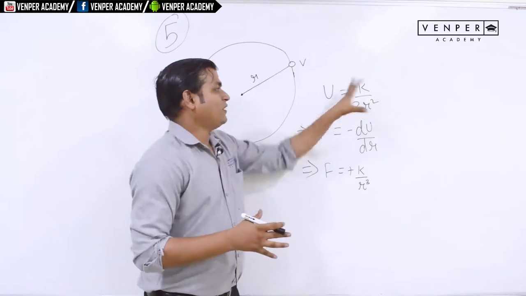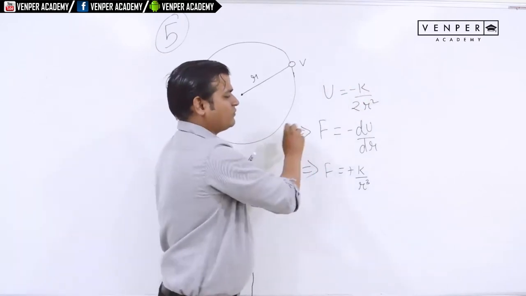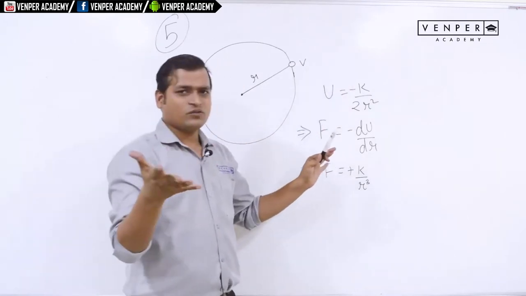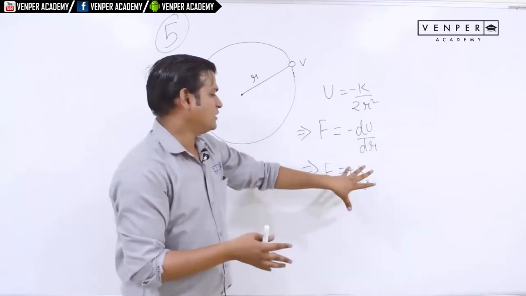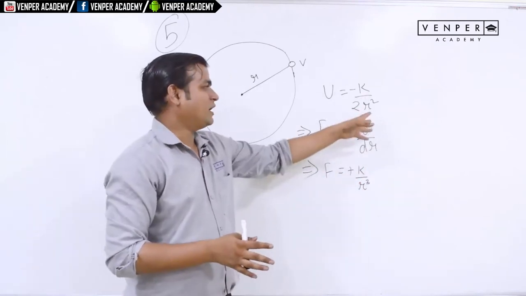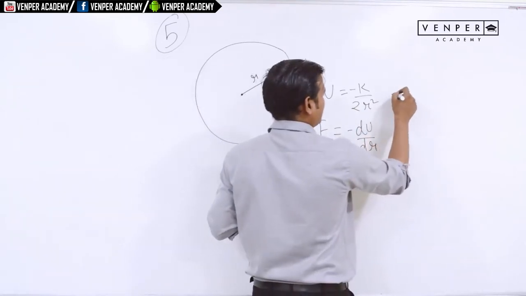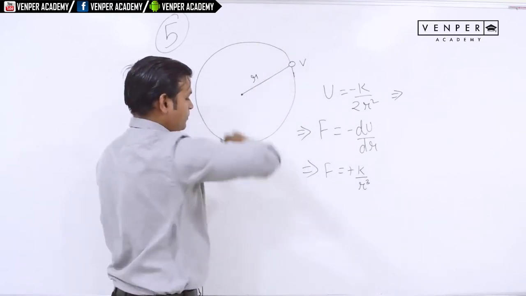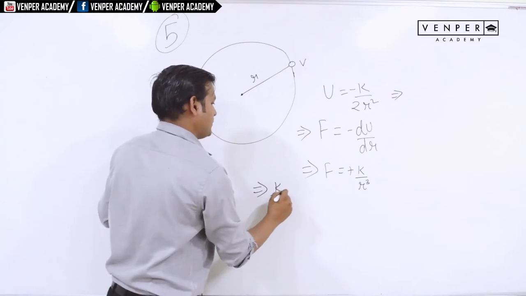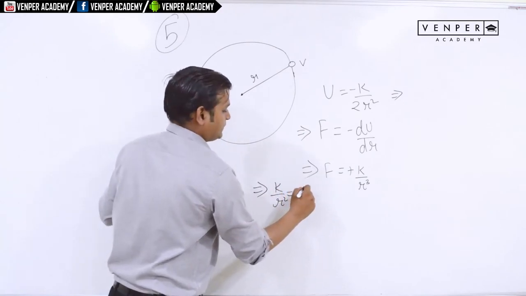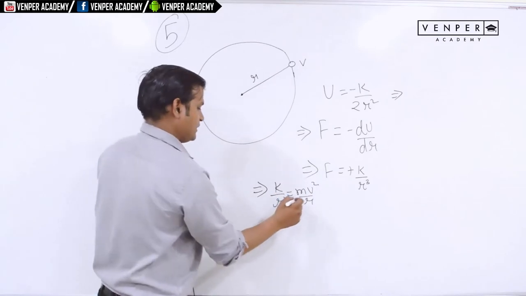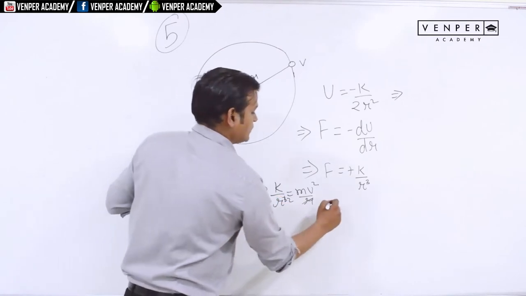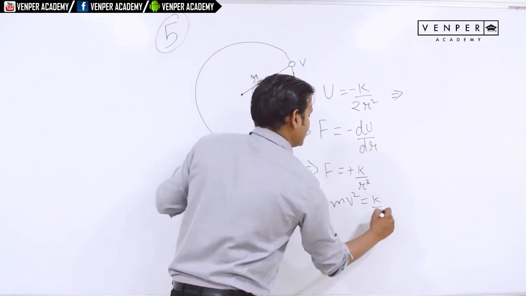So what we have to do in the starting, simply U is given, from potential energy we can easily calculate the force. Clear? That is simply F equal to minus dU by dr. So just differentiate this one, you will get F is equal to k upon r cube, differentiation of 1 upon r square, so that is simply 1 upon r cube term. Due to this force, it is moving in a circular orbit. So you can say that this force k upon r cube should be equal to mv square upon r. So from there, this is r cube, so mv square is equal to k upon r square.